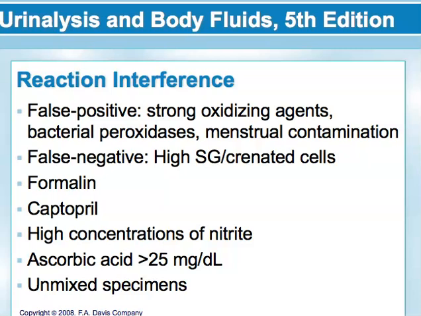False negatives can also occur when urine with a high specific gravity contains crenated red cells that do not lyse when they come in contact with the pad, when formalin is used as a preservative, with the hypertension medication captopril, with high concentrations of nitrite, and then failure to mix the specimen because the cells settle to the bottom.